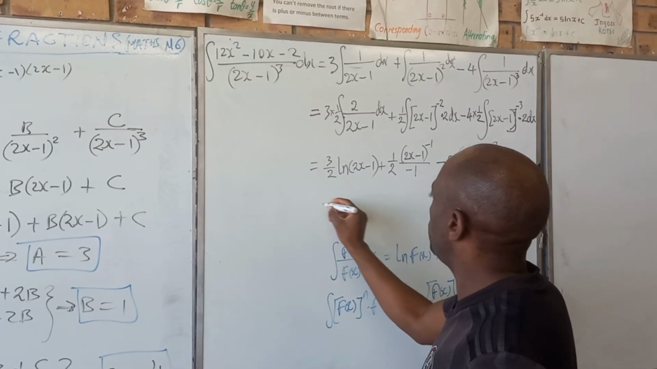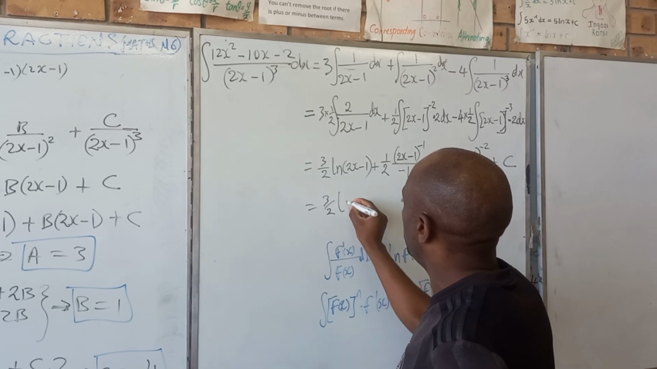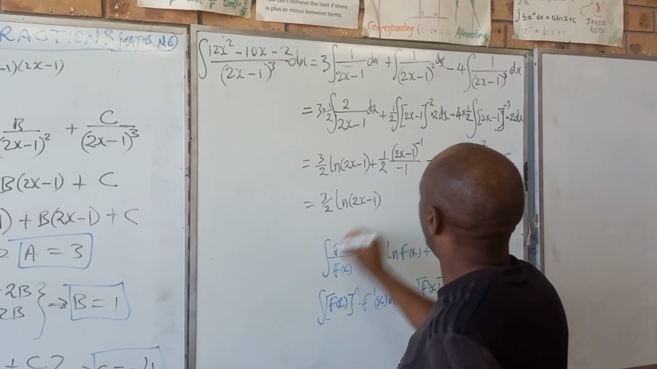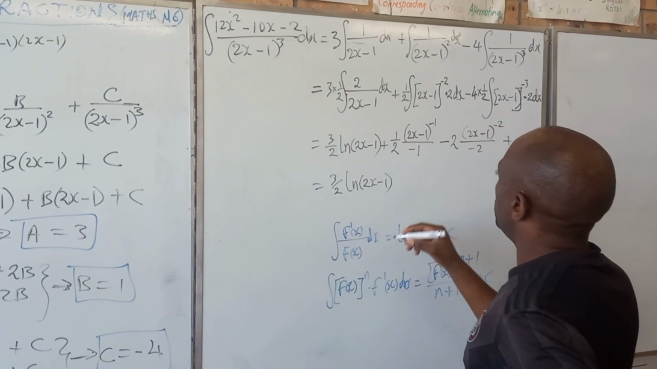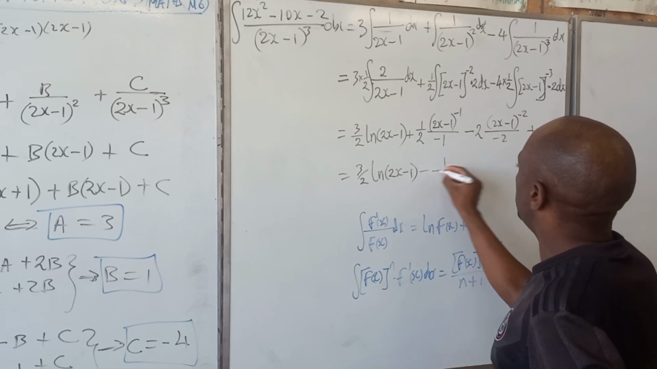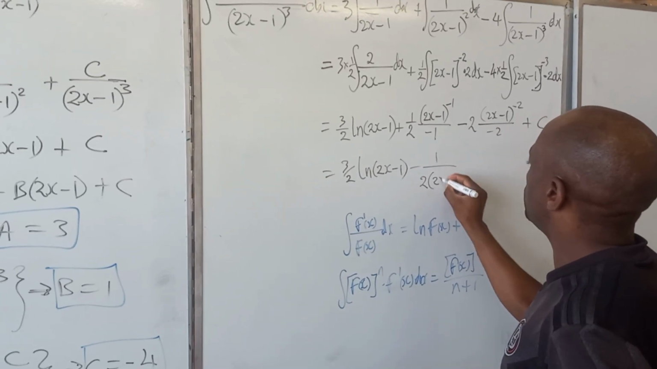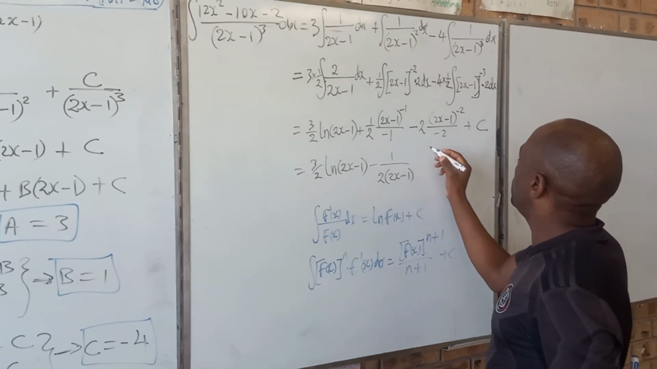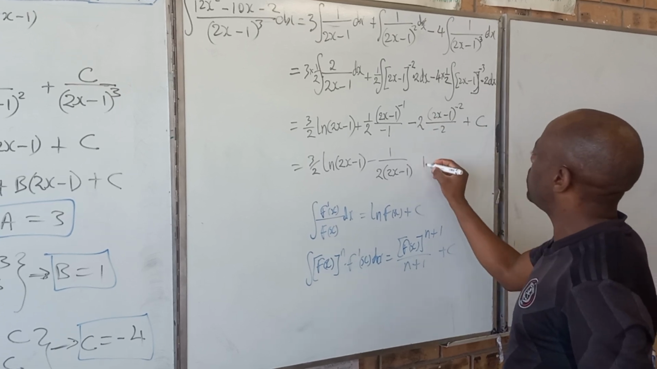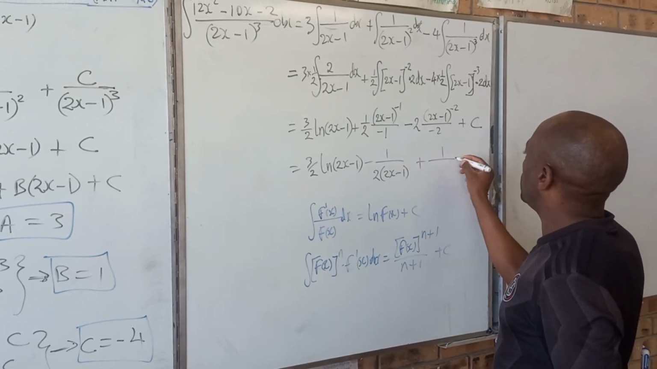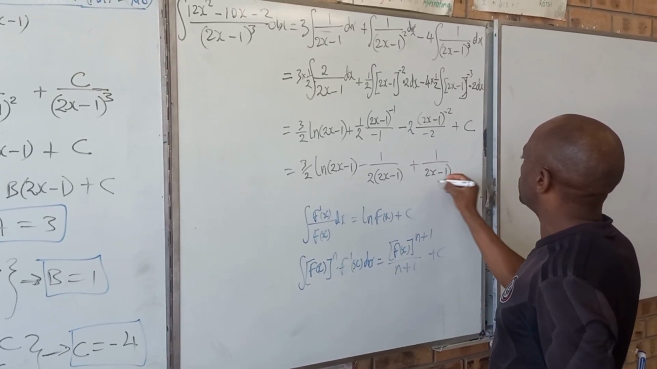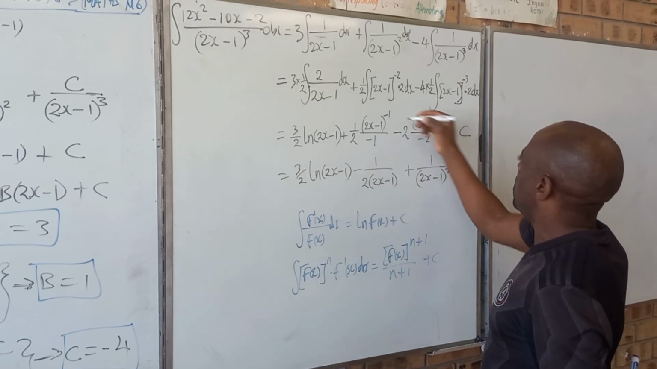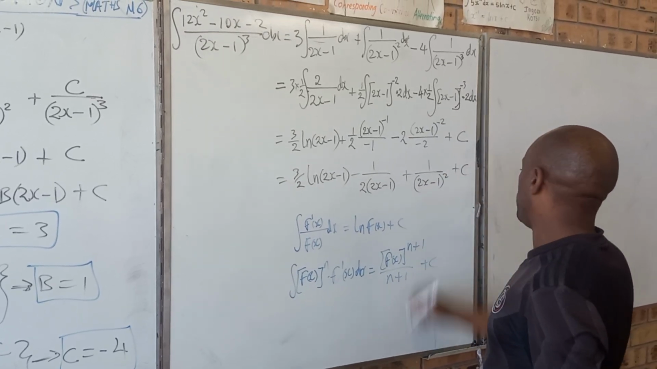So if you now simplify your answer there, you will see that you have arrived. The half divided by negative 1 is negative 1 over 2 into 2x minus 1. Then negative 2 divided by negative 2 is positive 1. 1 divided by 2x minus 1. I'm now trying to make sure my exponents are positive.